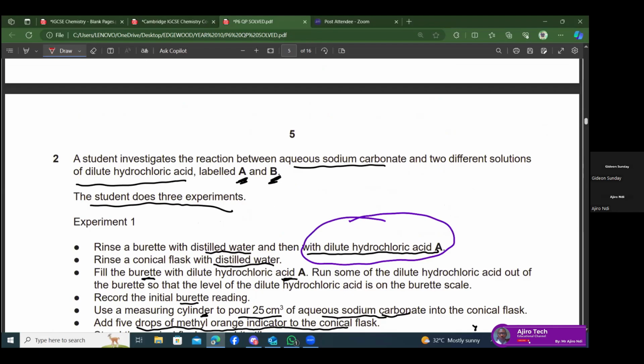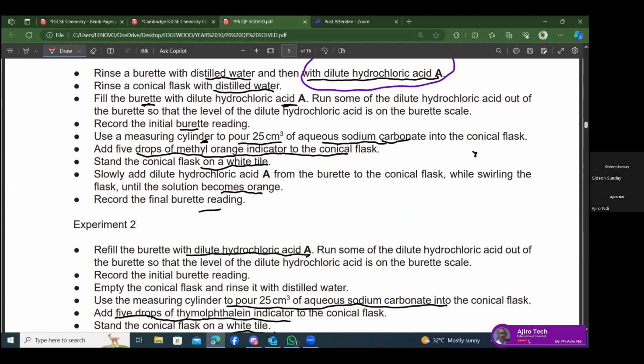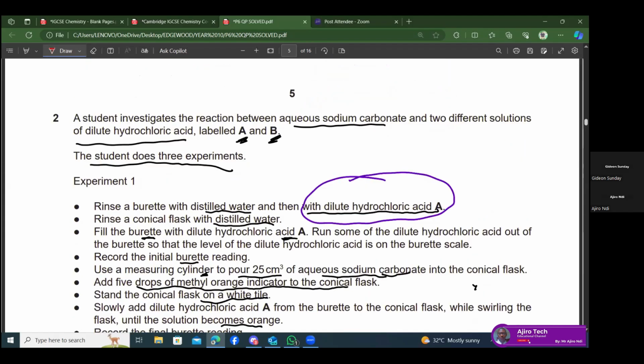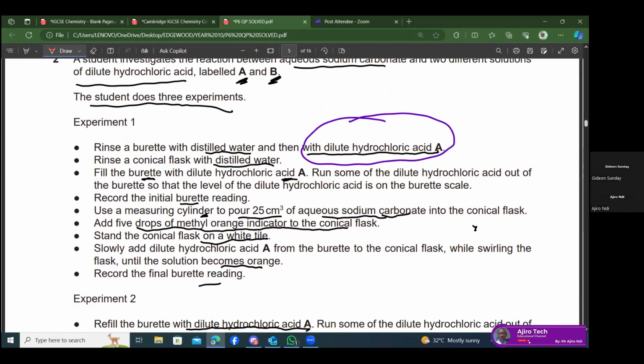All right, so for question two, I'm going to be really fast because I intend to have another class by 5 o'clock. A student investigates the reaction between aqueous sodium carbonate and two different solutions. If you look, the details of the experiment are underlined here.